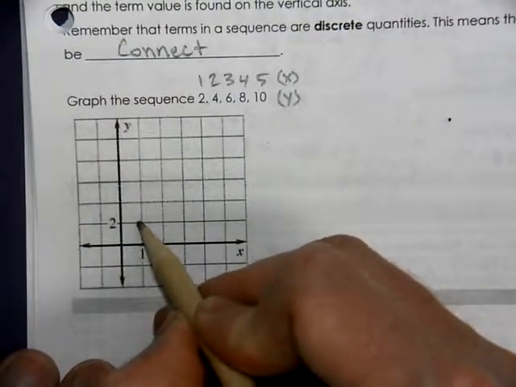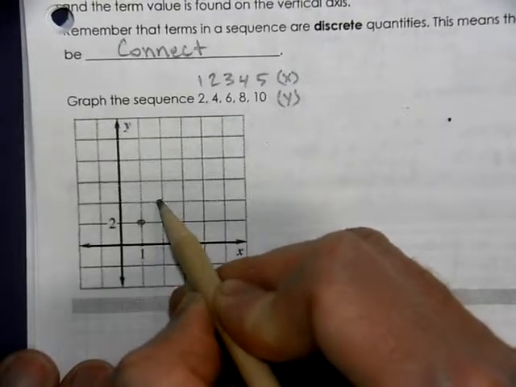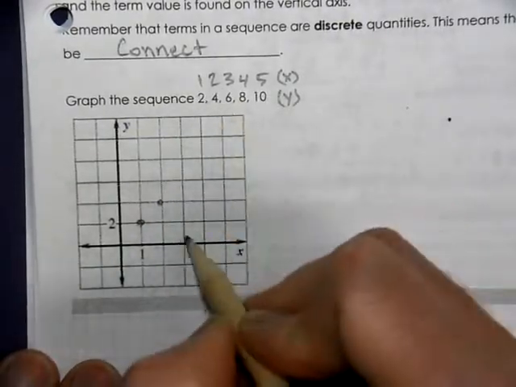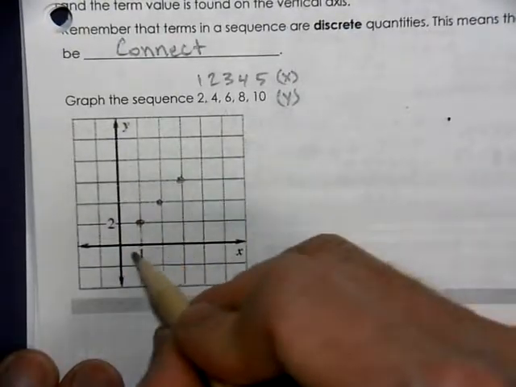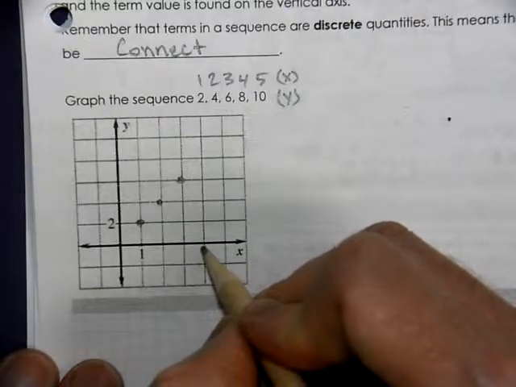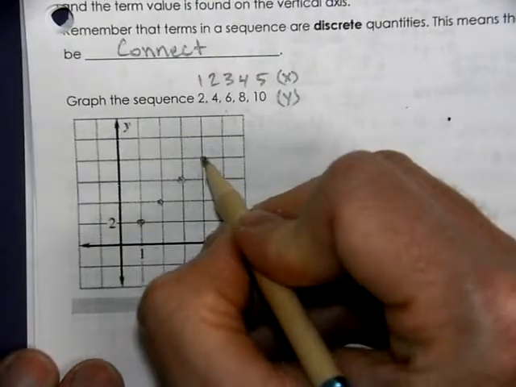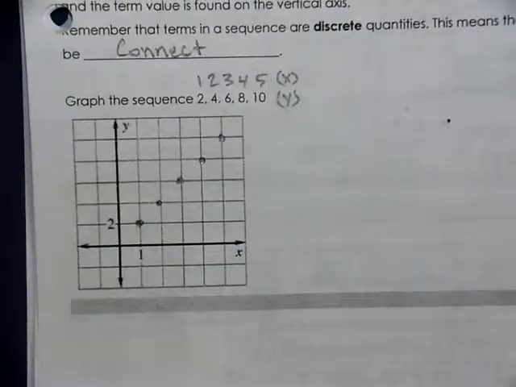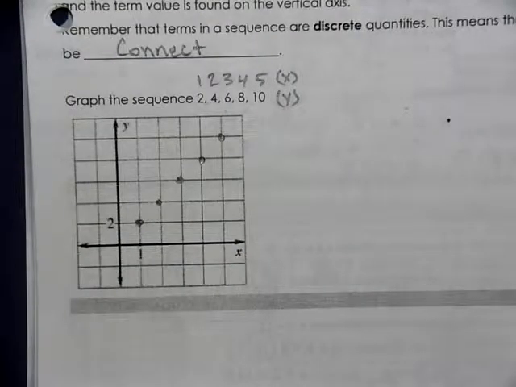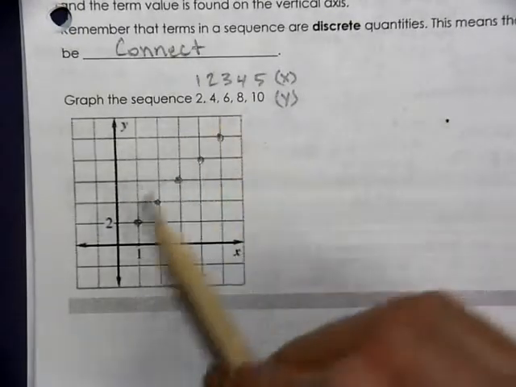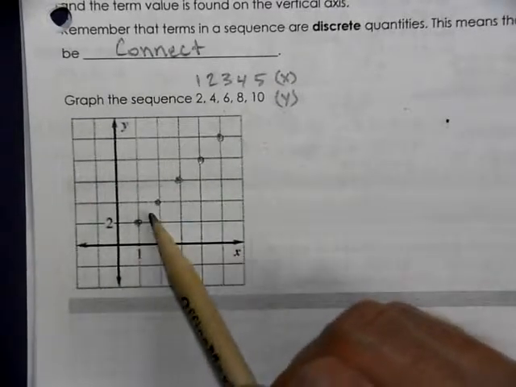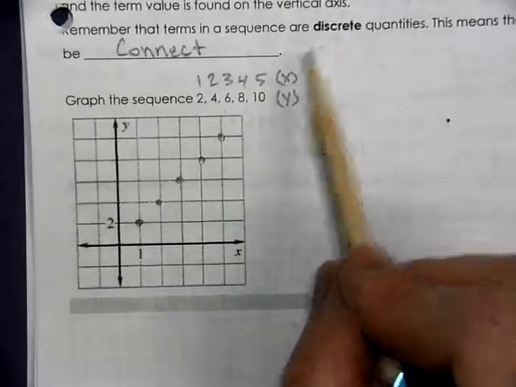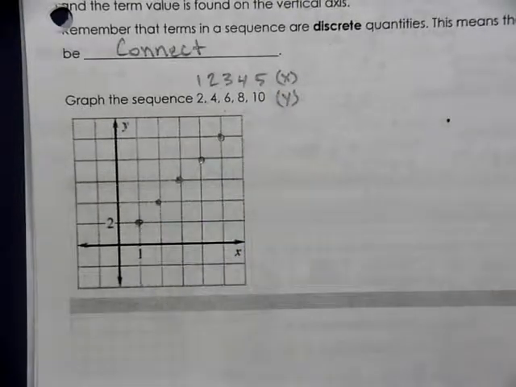1 over, we go up to 2. 2 over, we go up to 4. 3 over, we go up to 6. Watch your scale, it's going up by 2s. 4 over, we go up to 8, and then to 10. We do not connect the dots because there is no value that's represented in between these terms. There is no 3, and we would only connect them to show that it's a continuous path. There are no values in between, so it's considered discrete, and we do not draw a line connecting them.